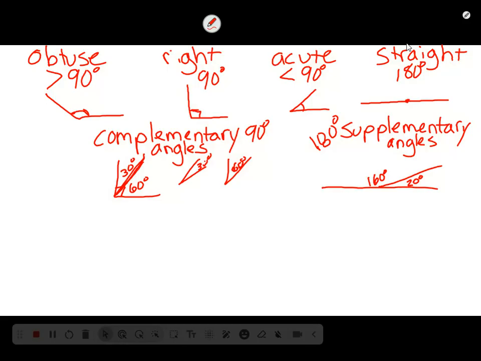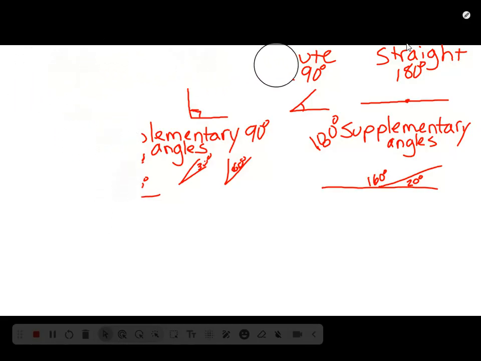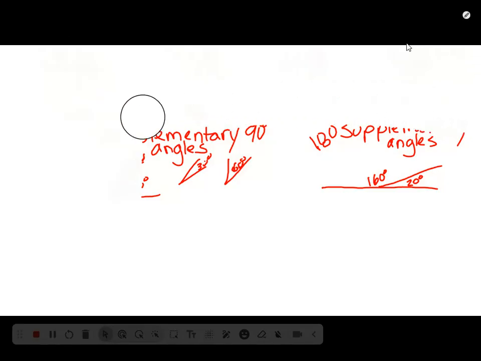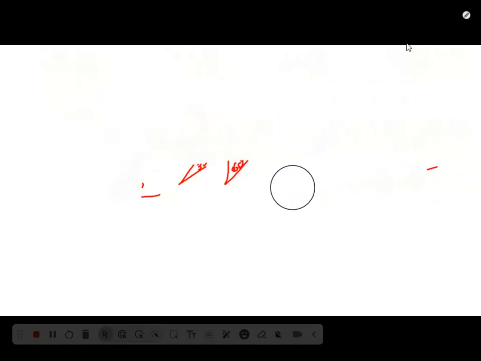We will learn about vertical and corresponding angles later on. We don't need to focus on those right now. Right now, we're going to learn something new. So complementary and supplementary, we will have an objective on them, but it's not going to be till the end of the year. So I just wanted to give us a quick understanding of what they are.